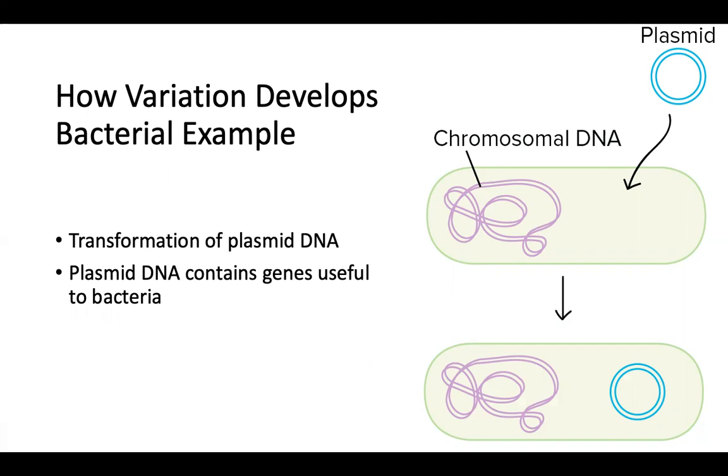So this is an example of how bacteria can become resistant to antibiotics. They can take up a plasmid that has a gene that allows them to grow in the presence of an antibiotic. And since that gene is useful to the bacteria, that cell will keep it and use it alongside its chromosome.